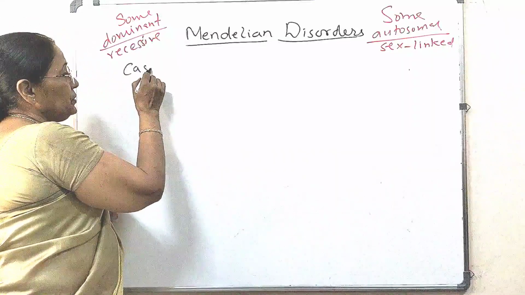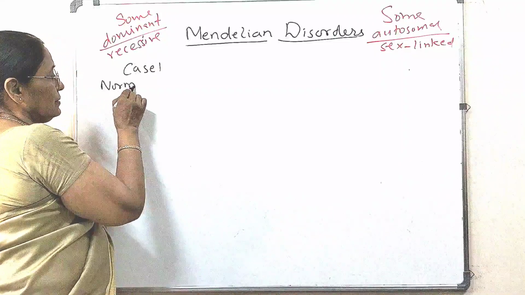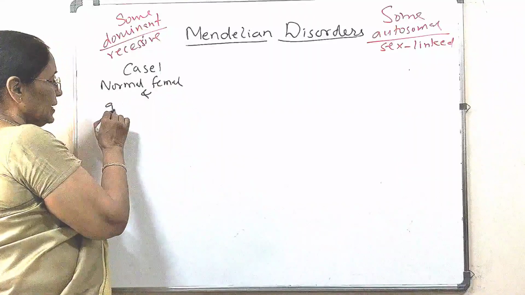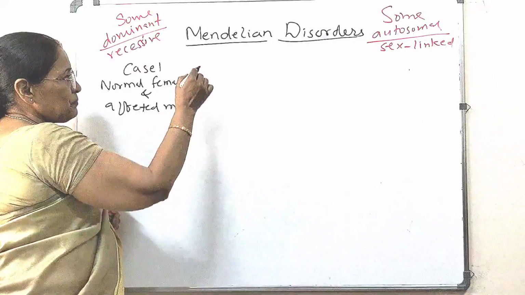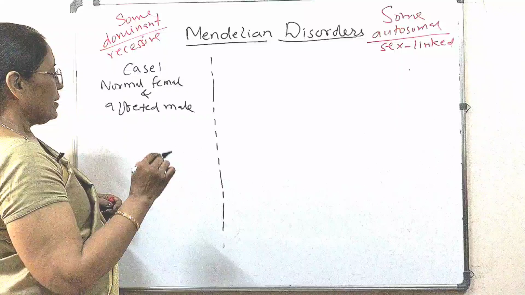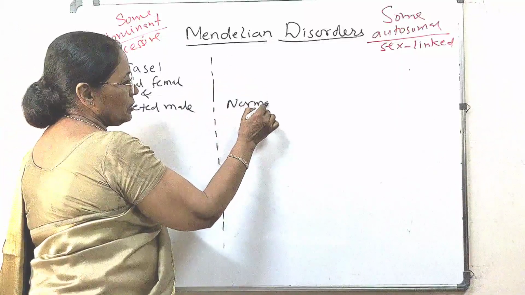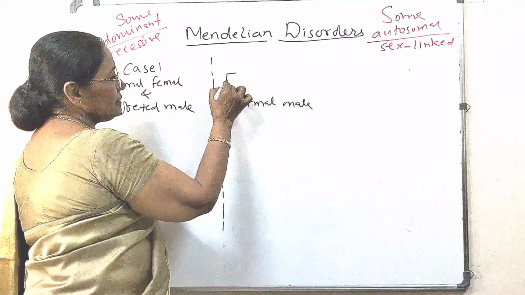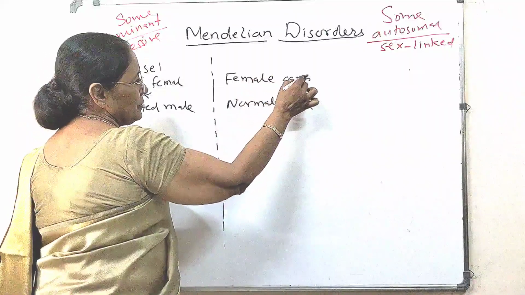Case 1 given to you is a normal female and an affected male. We will solve it. Let us take the next case. Now let us take the normal male and the female is a carrier. Fine.